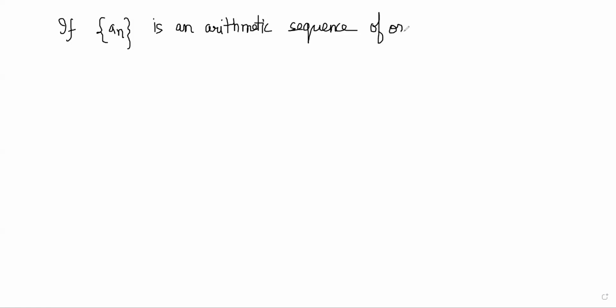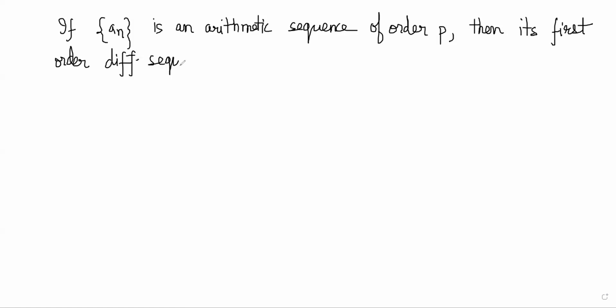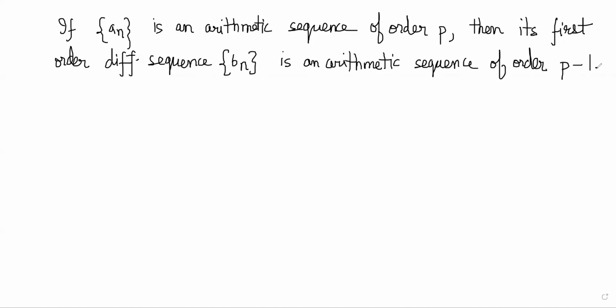Now, what can we predict from here? If sequence An is an arithmetic sequence of order P, then its first order difference sequence, which is Bn, is an arithmetic sequence of order P minus 1.